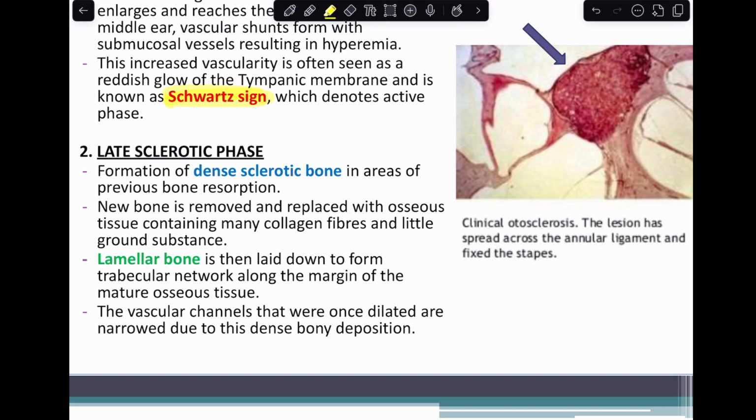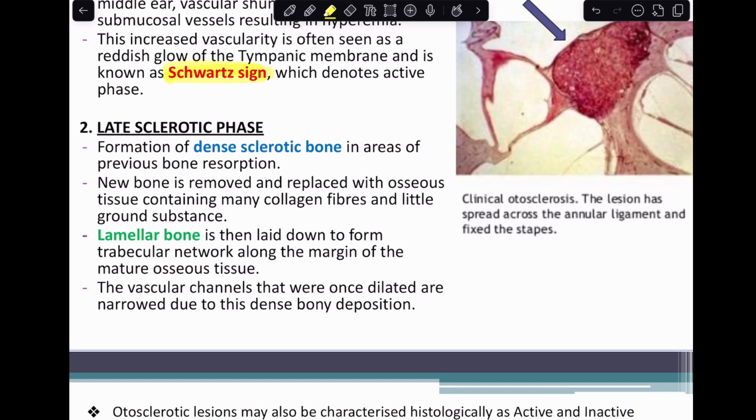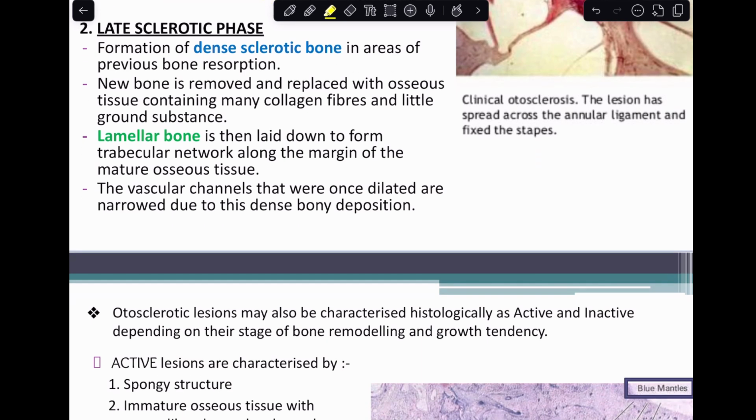And here the deposition of lamellar bone starts getting laid down, and this forms the trabecular network along the margin of the mature osseous tissue. The earlier vascular channels that we were talking about in the earlier phase now get narrowed in this phase, leading to dense bony deposition. So these are our two phases which are seen in the histology of these lesions.